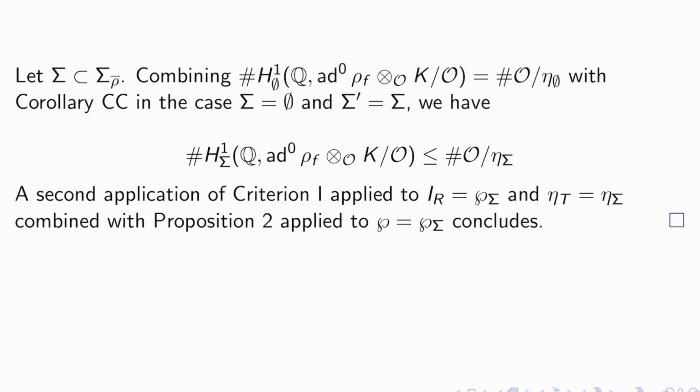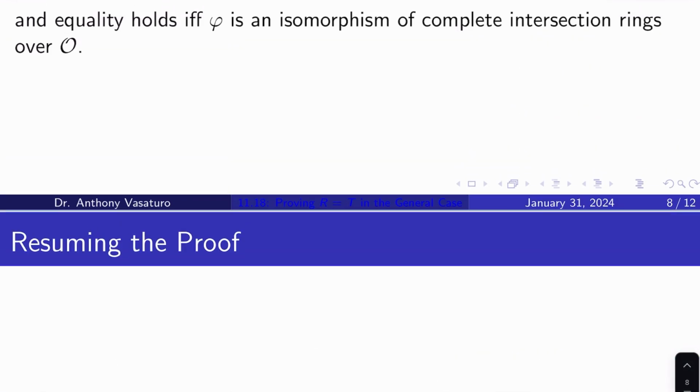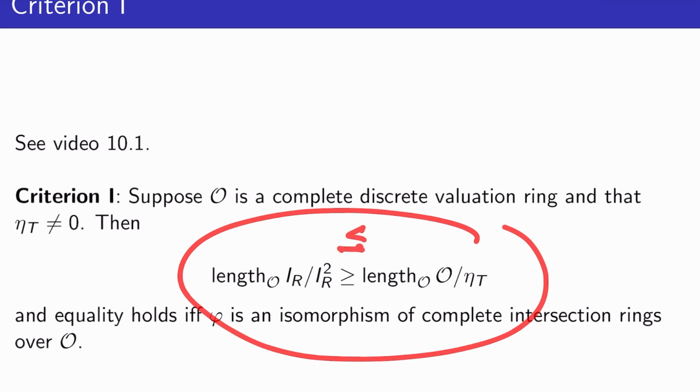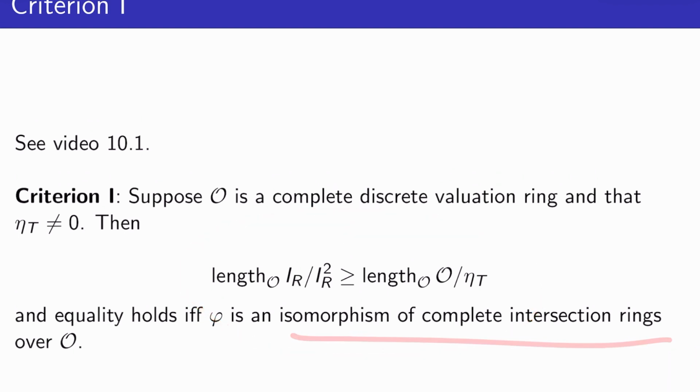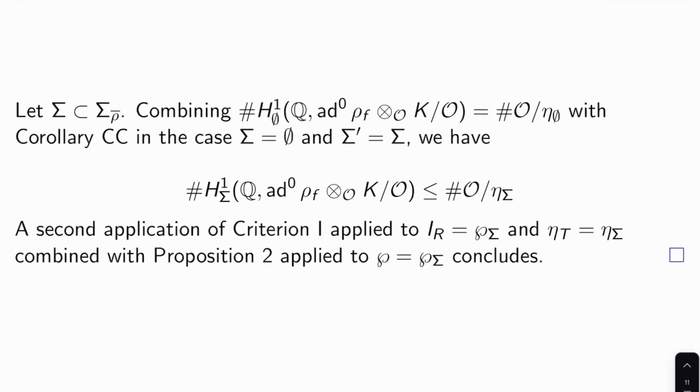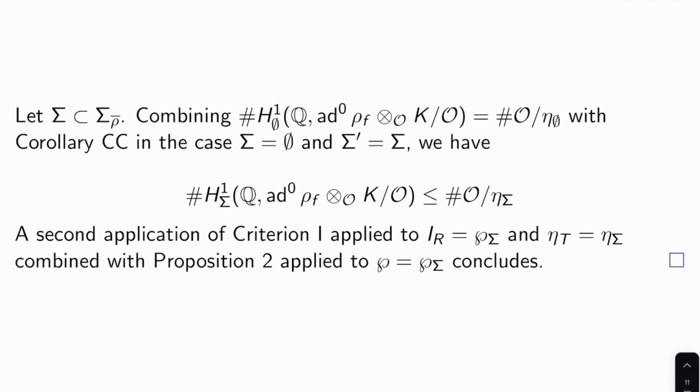Okay? And then a second application of criterion 1 applied to the case where I sub r is WP sigma and eta sub t is eta sub sigma, combined with proposition 2, part 3, that isomorphism between cotangent spaces and type sigma cohomology groups, applied to the case where WP from that proposition is WP sub sigma, concludes the result, because what we've essentially shown is the other inequality up in criterion 1 here. And by criterion 1, that means the associated map we're after, phi sub sigma, is an isomorphism of complete intersection rings. And there you go, my friends. We have finally proven after all this time R equals T in the general case, assuming the minimal case.